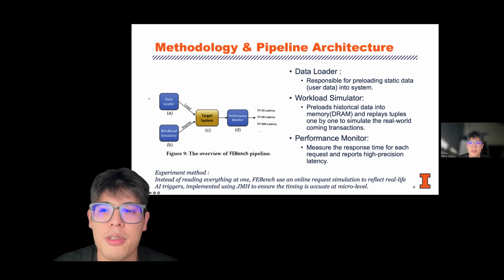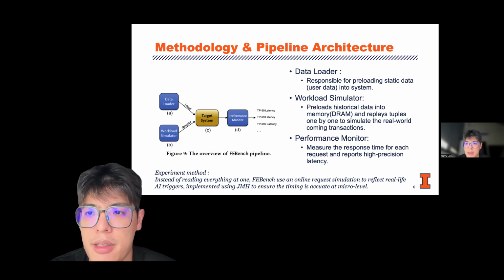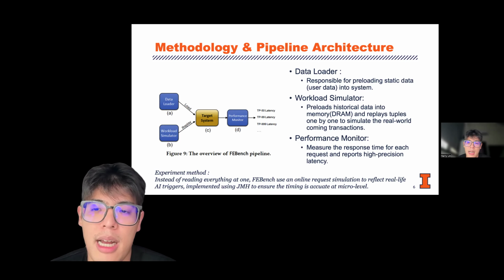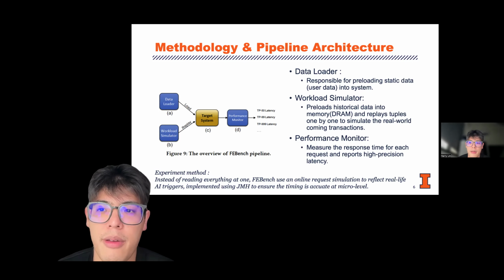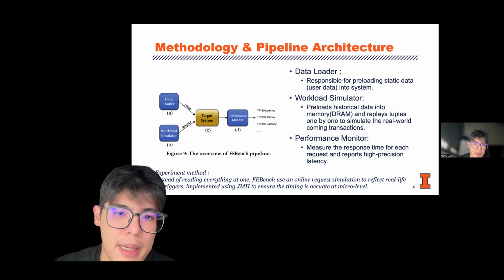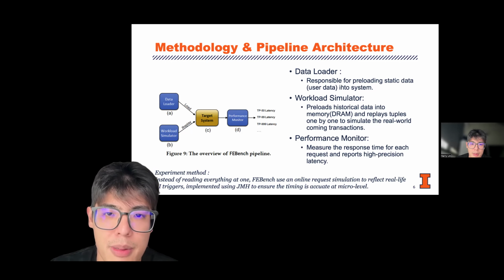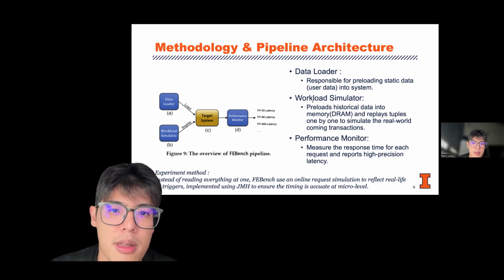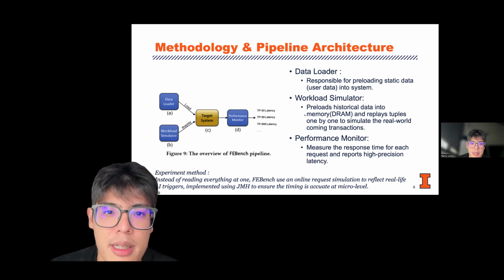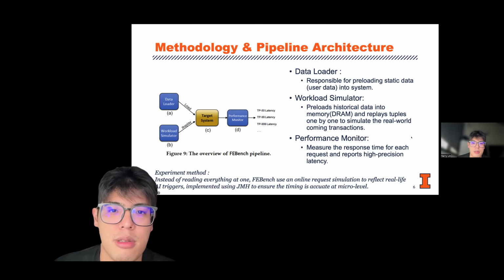And for a student like me who is new to datasets, this is a very cool technology. Instead of just loading all the data at once, the simulator replays transactions one by one. This is exactly how real-world apps like Uber or credit card systems work, where they react to every new event as it happens. So it basically has a data loader, which is responsible for preloading static data, like user data, into the system. Then the workload simulator preloads history data into memory and replays the tuples one by one, simulating real-world incoming transactions.